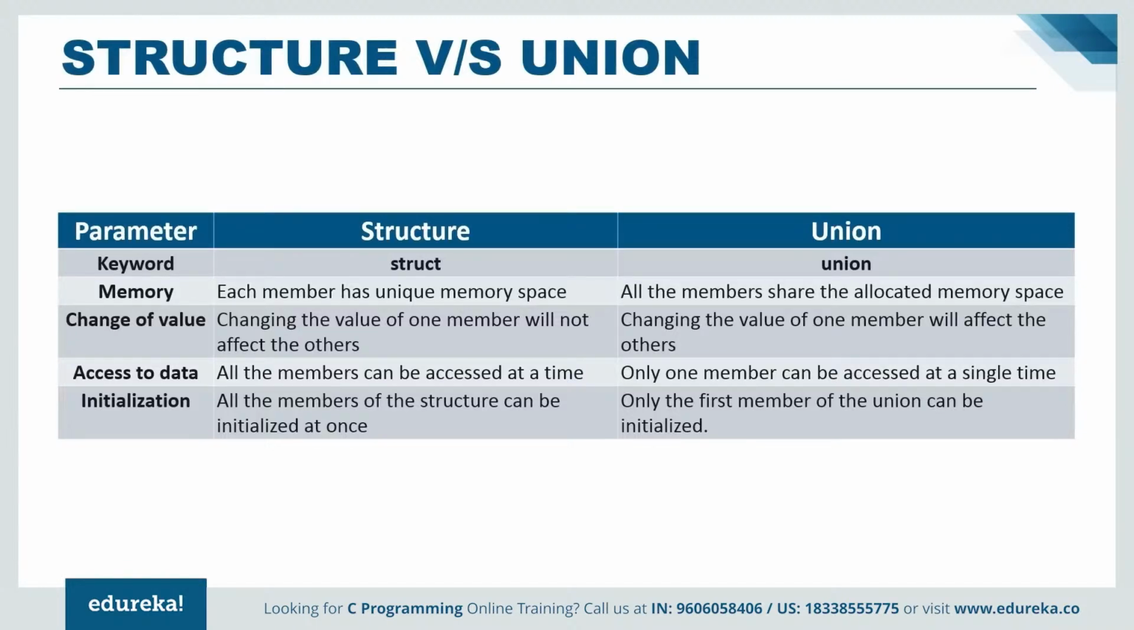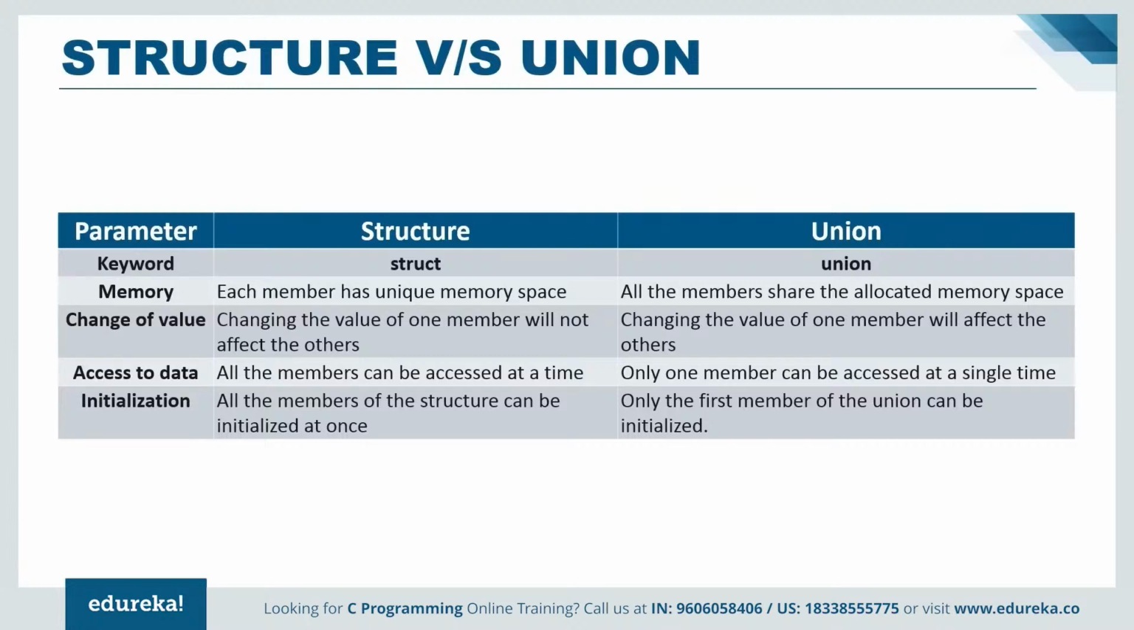When it comes to the next parameter, it is change of value. Changing the value of one member in a structure will not affect the others. But in the case of unions, changing the value of one member will definitely affect the others because they are sharing one common memory. After that, access to data. All members can be accessed at one single time if you are using a structure. But when it comes to a union, you have to access one member at one single time.